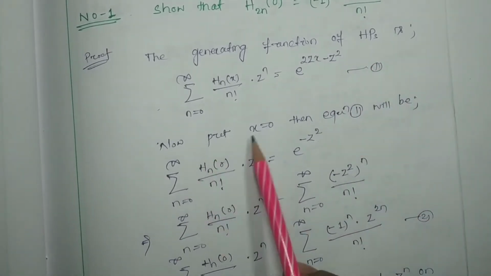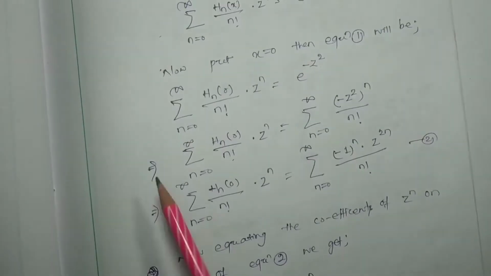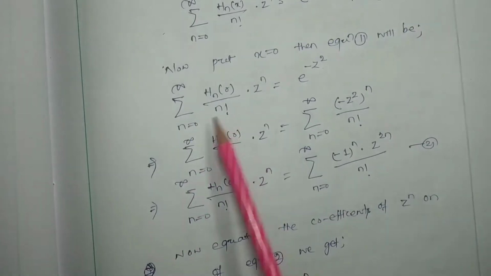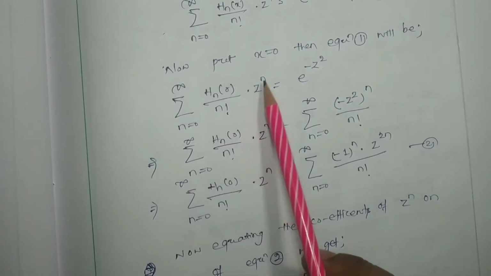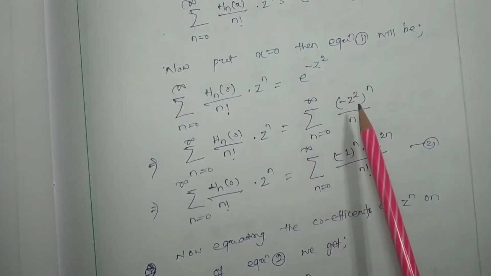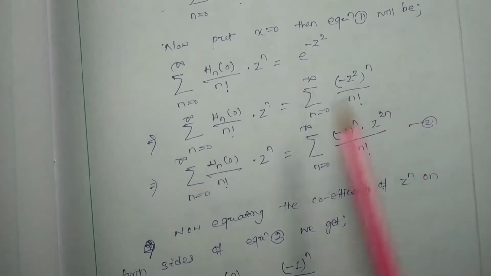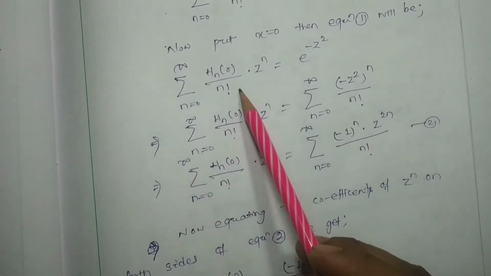Now put x equal to 0. Then equation number 1 will be the summation over n from 0 to infinity of H_n(0)/n! times z^n is equal to e^(-z^2). That implies the left hand side is written as usual, nothing changed.